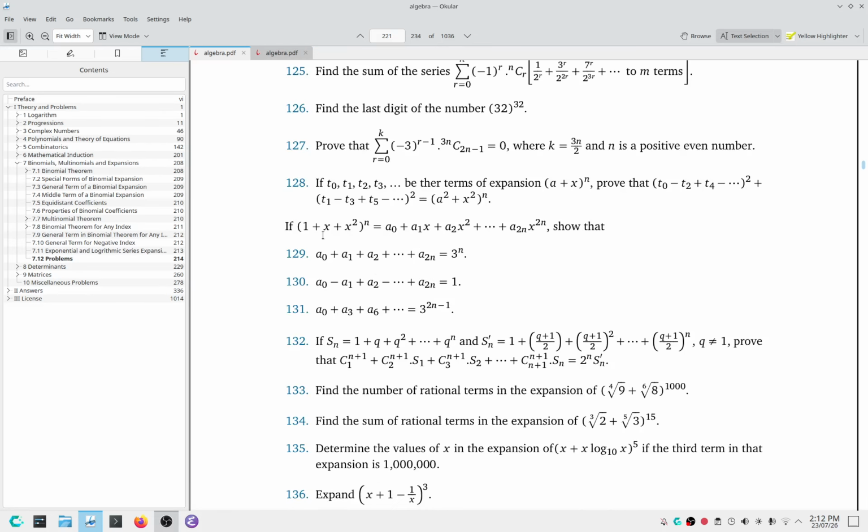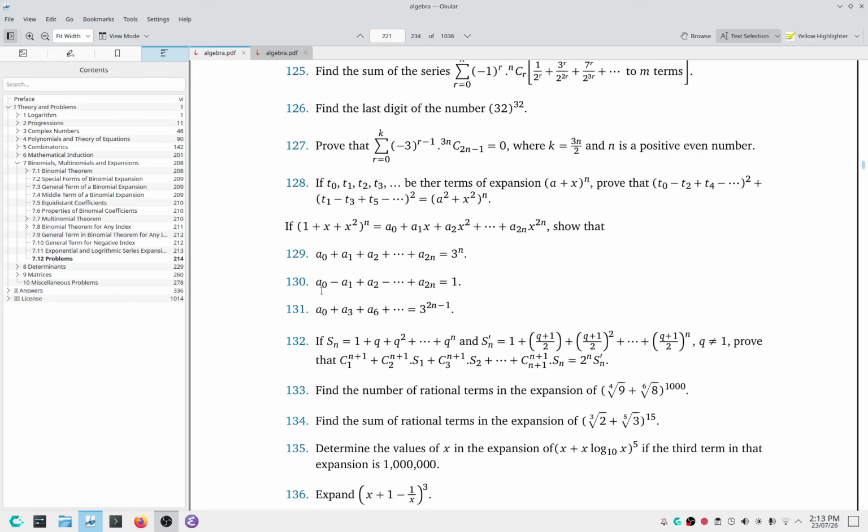Now there are certain questions based on a statement. Question 129: if (1 plus x square) to the power n is equal to a0 plus a1 x plus a2 x square and so on up to a2n x to the power 2n, then we have to show that a0 plus a1 plus a2 up to a2n is equal to 3 to the power n. So this is very straightforward. You put x is equal to 1, it becomes 3 to the power n, and we have a0 plus a1 plus a2 and so on.